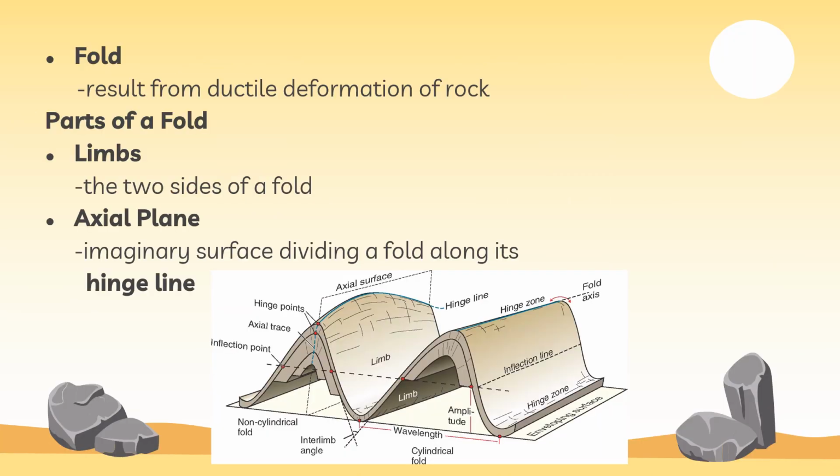Fold is a result from ductile deformation of rock. There are two parts of a fold: limbs and axial plane. Limbs are the two sides of a fold, and axial plane is an imaginary surface dividing a fold along its hinge line. The figure shows the fold and its parts.